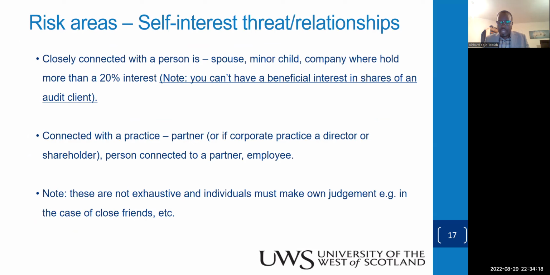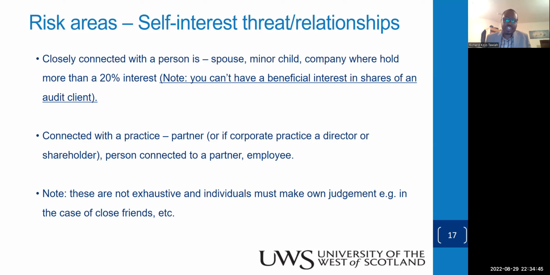I would like to split this into 2 sessions, just looking at my time, if time permits. Risky areas. Self-interest threat: any relationships, and we've mentioned this, any connection you have with the client, be careful, stay out. If you have a spouse or a child who holds more than 20% of the shares in the company you are auditing, you cannot proceed with the engagement, or you must pull out of that engagement.